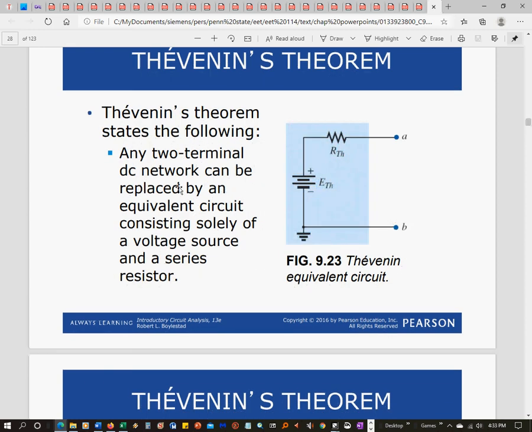Any two-terminal DC network can be replaced by an equivalent circuit consisting solely of a voltage source and a series resistor. So this is the Thevenin equivalent circuit here. What you're trying to do is take a complex network, like they said, and break it down into simply a voltage source in series with a resistor. That's it. The resistor is called R Thevenin, and the voltage source is called E Thevenin.